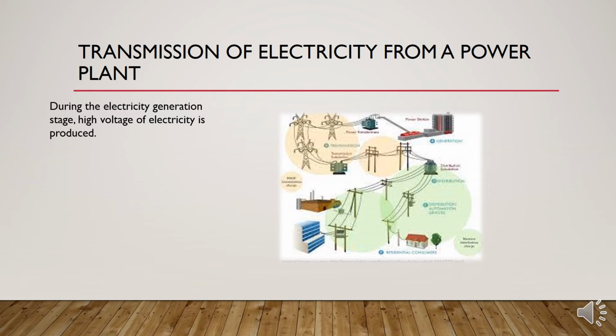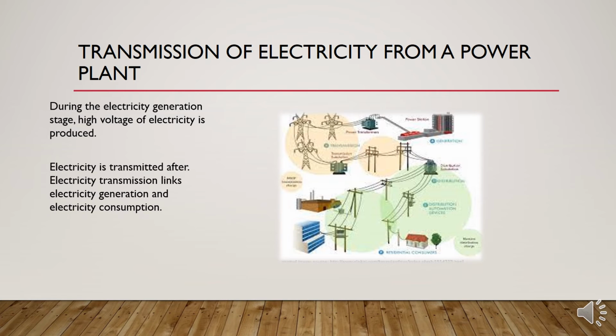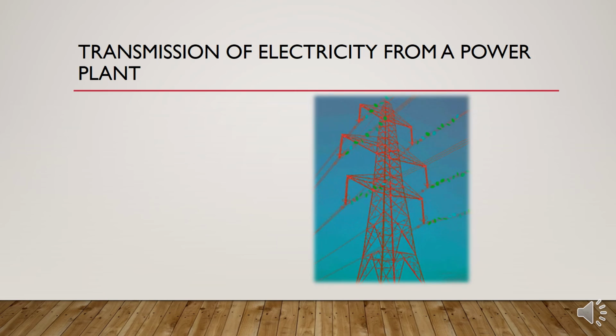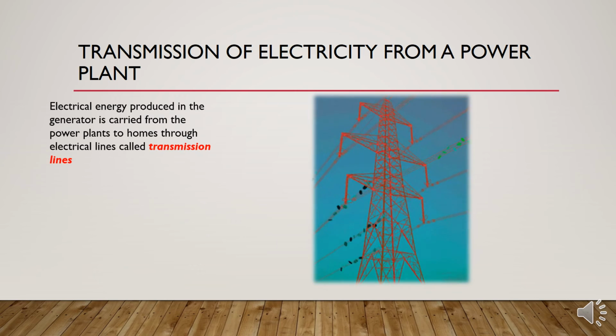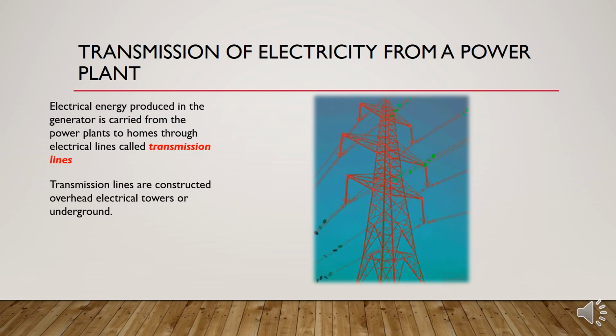Now, how is electricity transferred or transmitted from a power plant? During the electricity generation stage, high voltage electricity is produced. Electricity is transmitted after, and electricity transmission links electricity generation and electricity consumption. Electrical energy produced in the generator is carried from the power plants to homes through electrical lines called transmission lines, as you can see in the image.